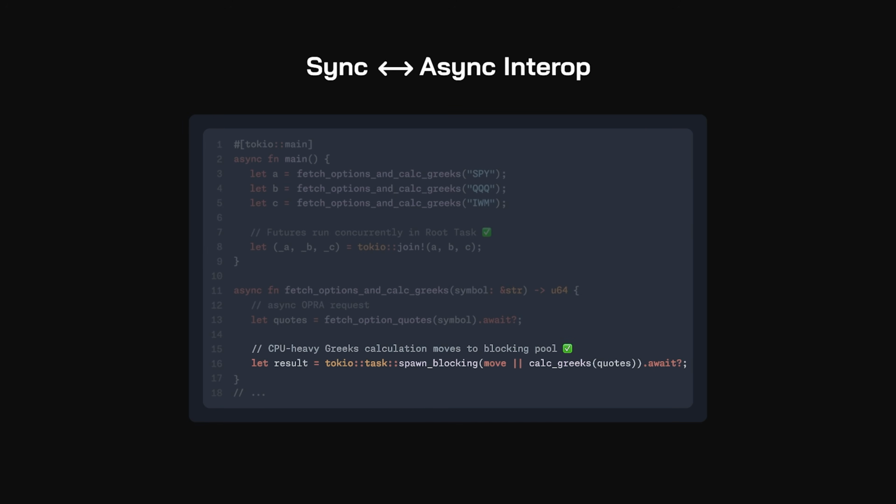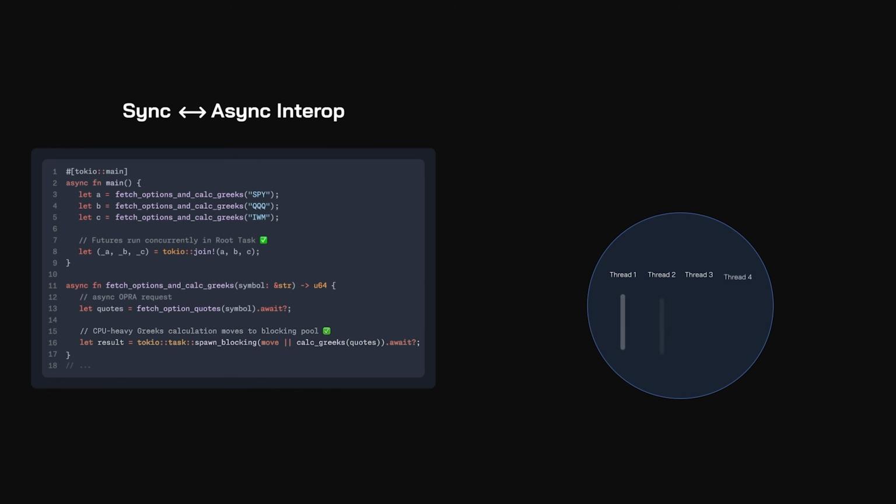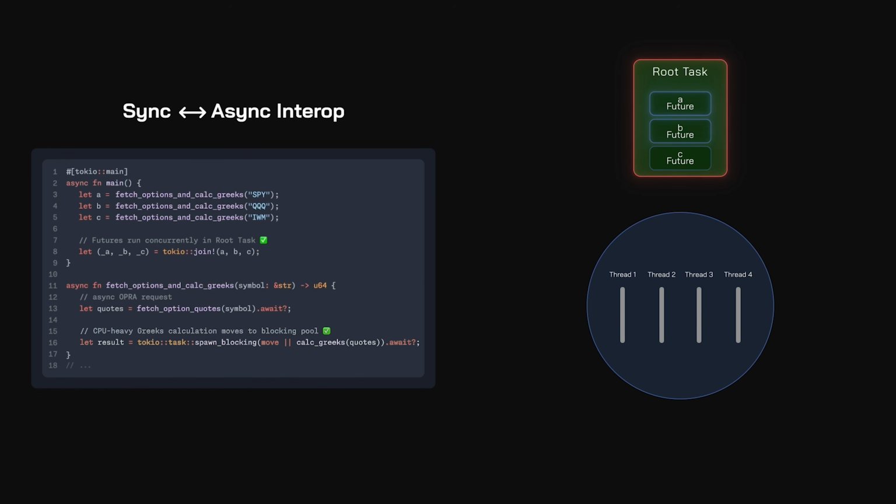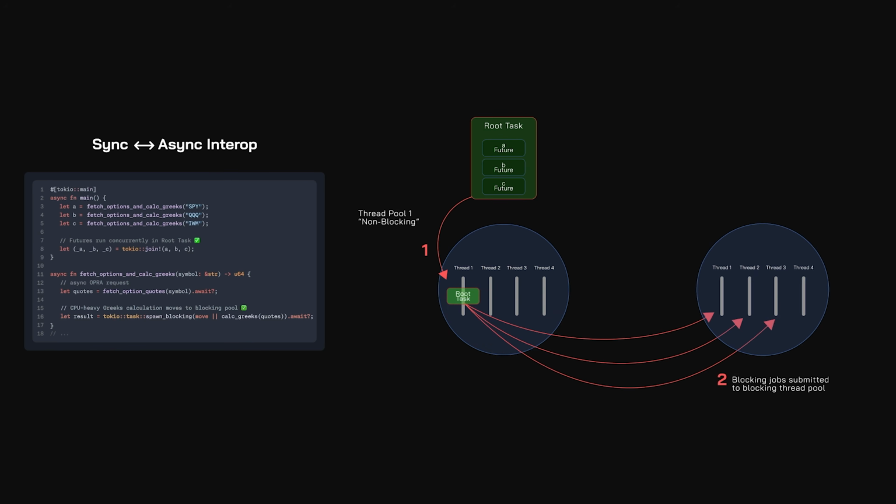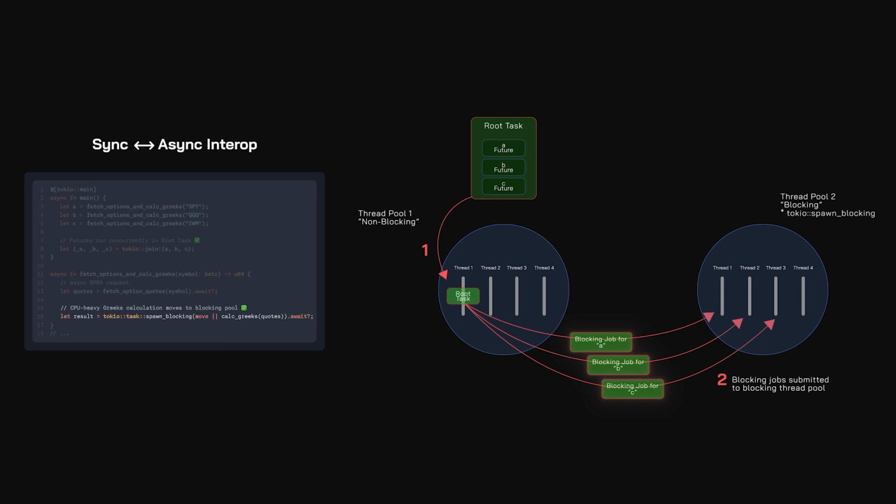So what do we do? We need a way to run the CPU heavy work without blocking the async runtime. And that's exactly what Tokio spawn_blocking does. It lets us move that computation onto a separate thread pool designed specifically for CPU bound work. In other words, blocking work. Now let's walk through what happens. Step 1. The root task starts on the non-blocking thread pool, the same one we've been using throughout the video. This pool is optimized for async work that can pause and yield. Step 2. When we hit calc Greeks, we call spawn_blocking. This offloads the CPU heavy work to a separate thread pool for blocking work.